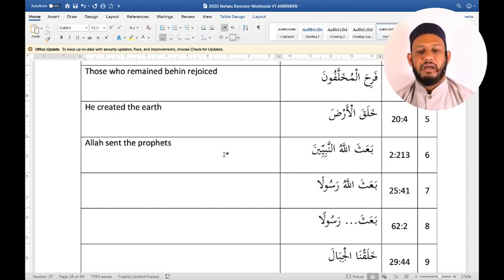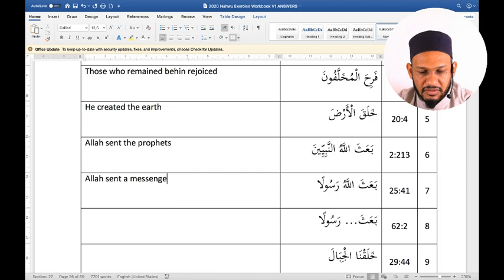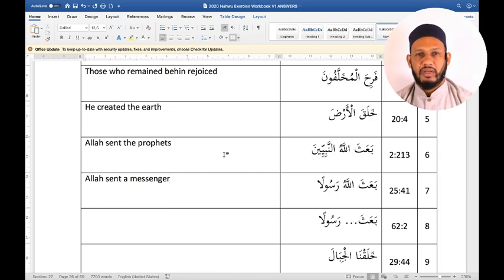Next one. Ba'atha Allahu rasulan. Ba'atha again means sent. Again, I look on the end, nothing there. I look at the left, I see the word Allah. Therefore, the word Allah is the fa'il, and rasulan is the maf'ulun bihi. Therefore, I can say that it's going to be Allah sent a messenger. Why a messenger? Because there's no al on rasul.